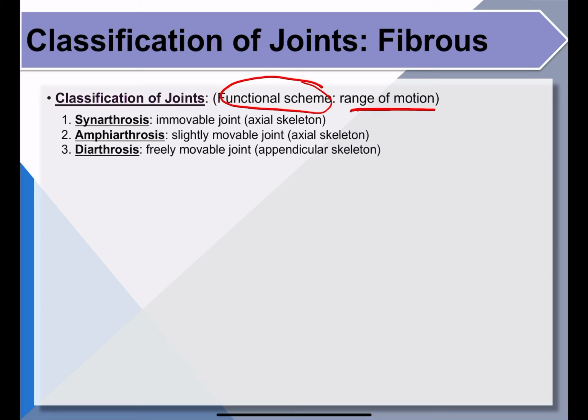And it's very straightforward. Either you cannot move it, you can move it slightly, or you can move it freely. Okay, so if you cannot move the joint, it's called synarthrosis, or we call it a synarthrotic joint if you use it as an adjective. I like to remember the S in synarthrosis as stop, which means it cannot move.